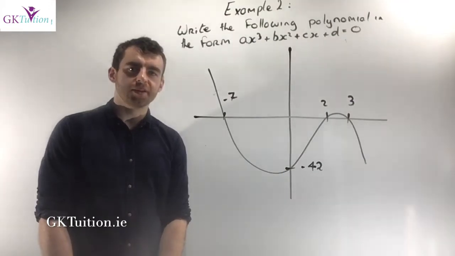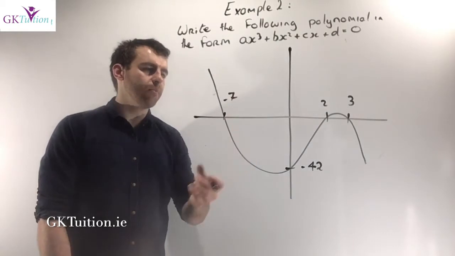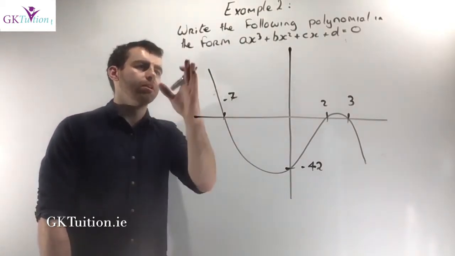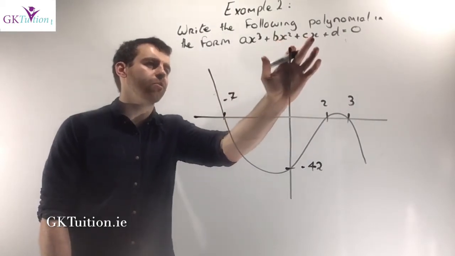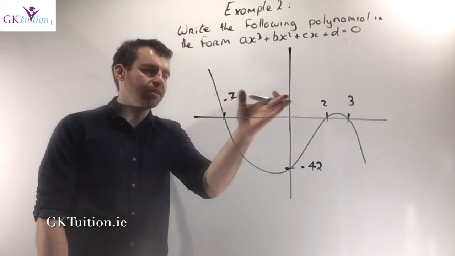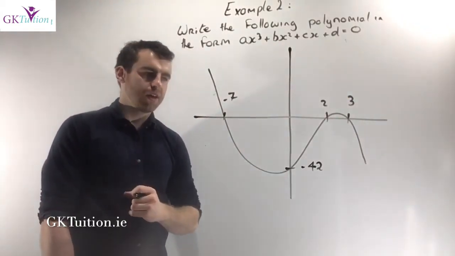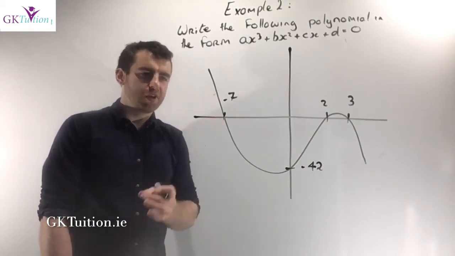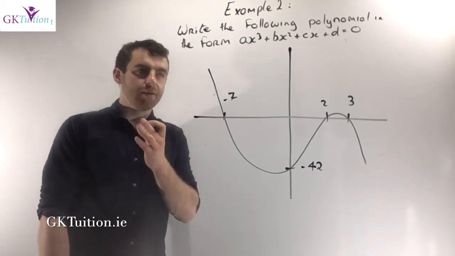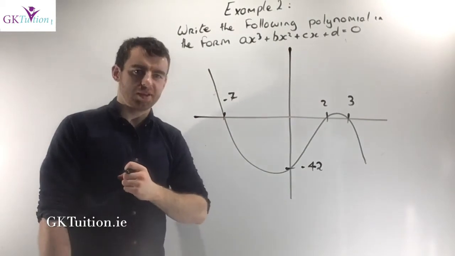So the types of questions that we're actually going to look at in this video are questions like this, where you're given a polynomial graph and you're asked to write the following polynomial in the form ax cubed plus bx squared plus cx plus d. The key here is that you can identify what the roots are, and you can identify where it crosses the y-axis. So by identifying the roots, I can convert the roots into factors and multiply them by each other, and then I'll be able to write my cubic in the form ax cubed plus bx squared plus cx plus d.